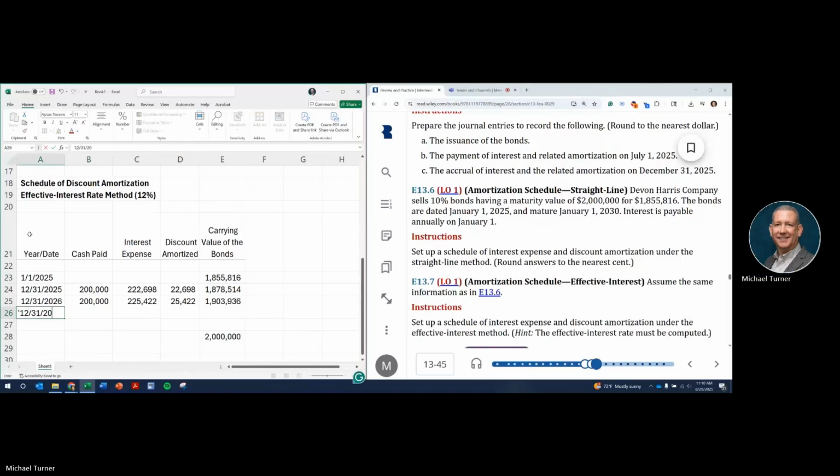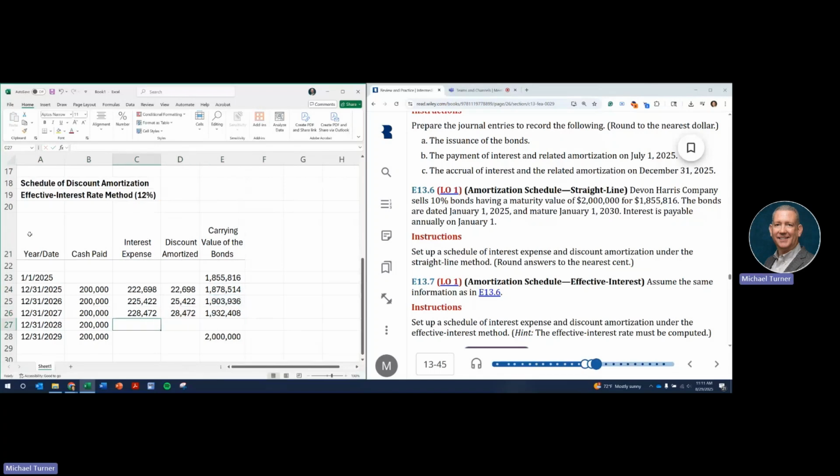Next, 2027, same thing. $200,000 of interest. That's going to be the same thing 5 times. Let's just get that over with. So there's our 5 periods. We've got that in. Now let's calculate our interest for 2027. Carrying value times 12%, it's $228,472. Discount is the difference between the interest expense and the cash paid, $28,472. And as before, add the carrying value from the prior year plus the discount amortized in the current year.